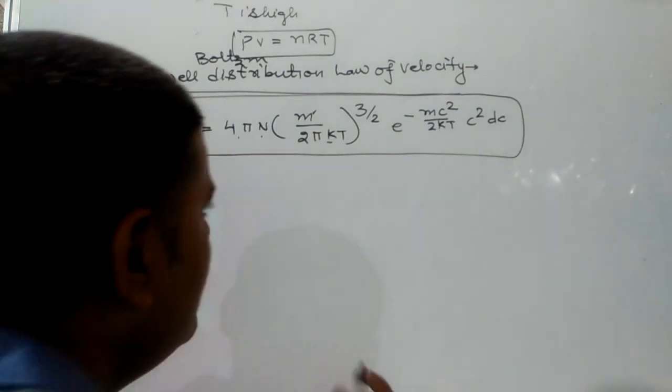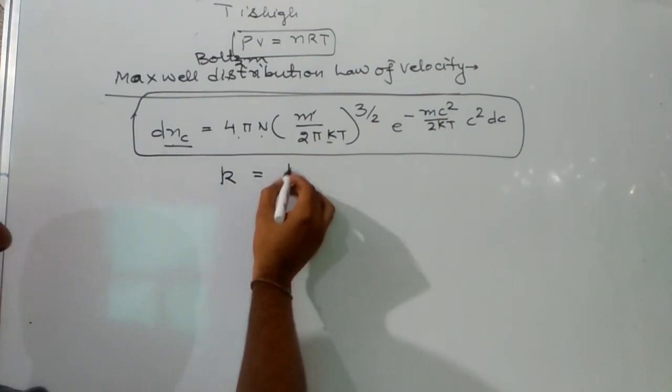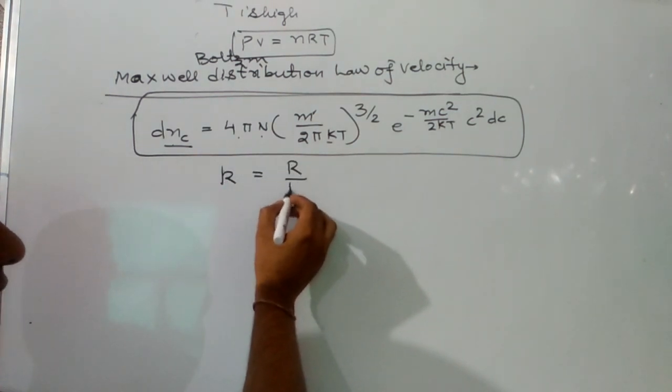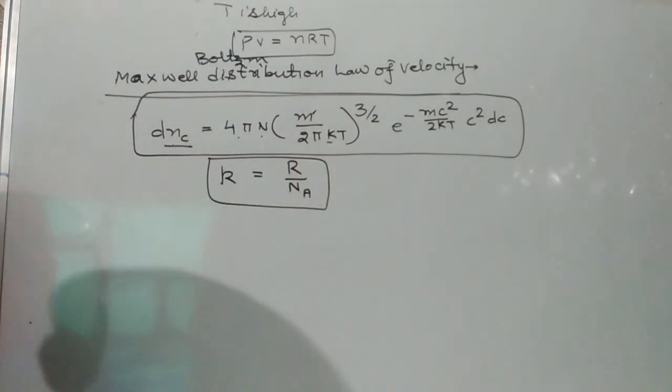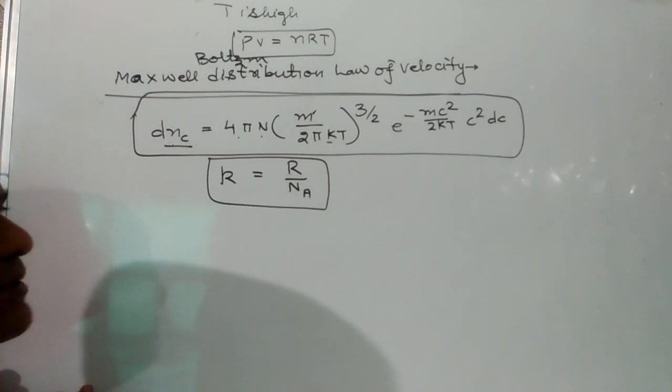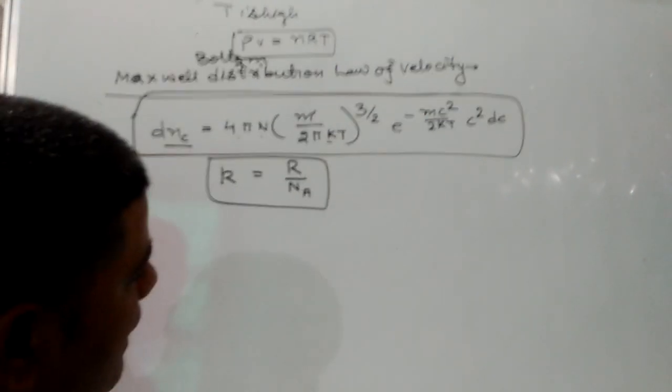Now here the relationship between the Boltzmann constant and the universal gas constant is this: the Boltzmann constant is equal to the universal gas constant upon the Avogadro number. Now I have to draw the graph.